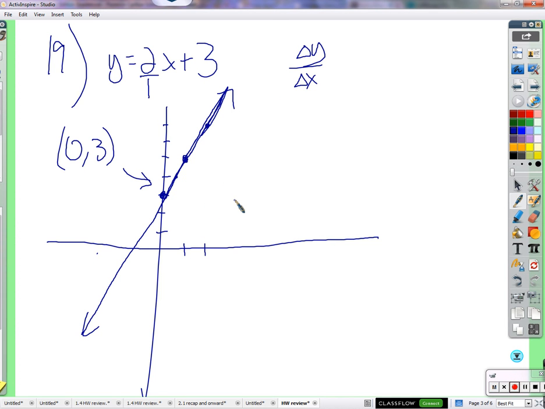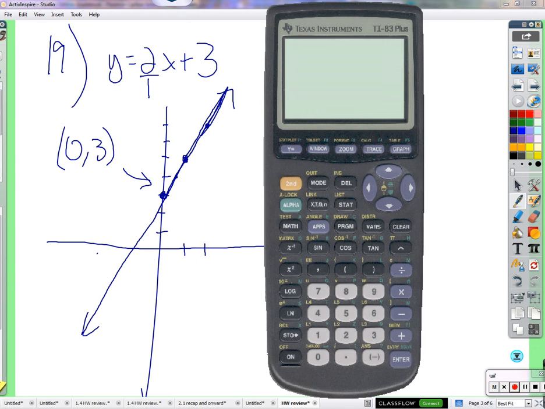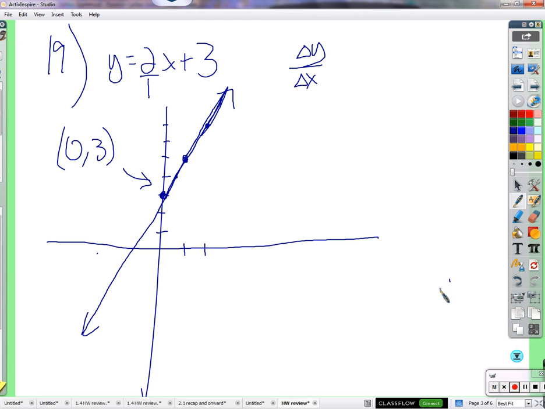Graphed it, done. Use the graph to estimate how much it would cost to mail the package. The package is 1.126 pounds. All right, so it's 1.126.